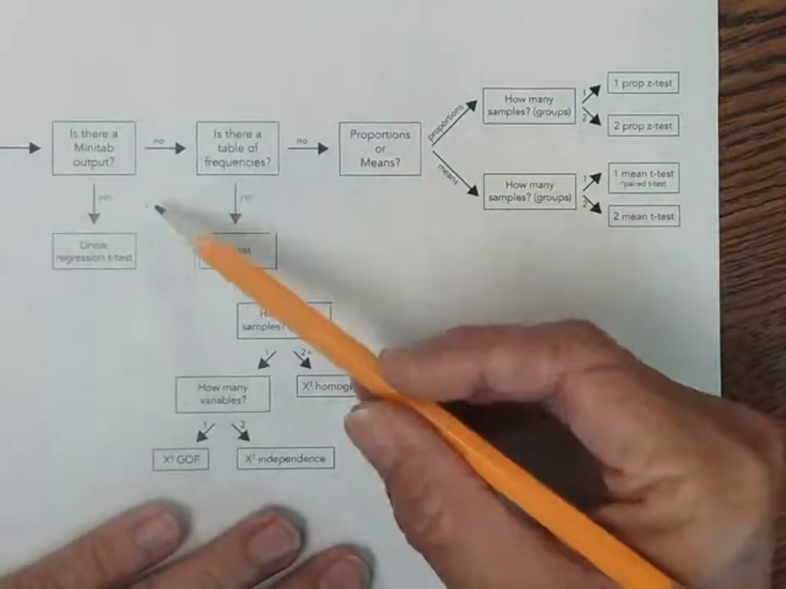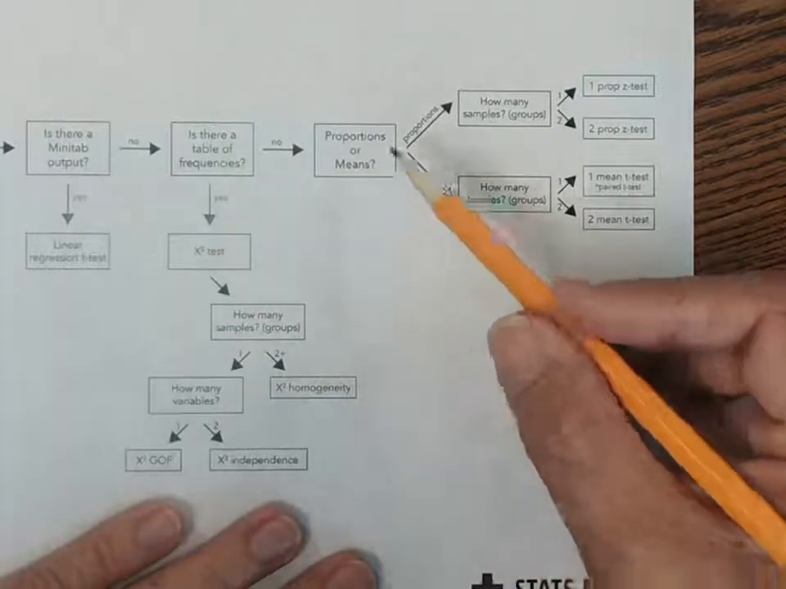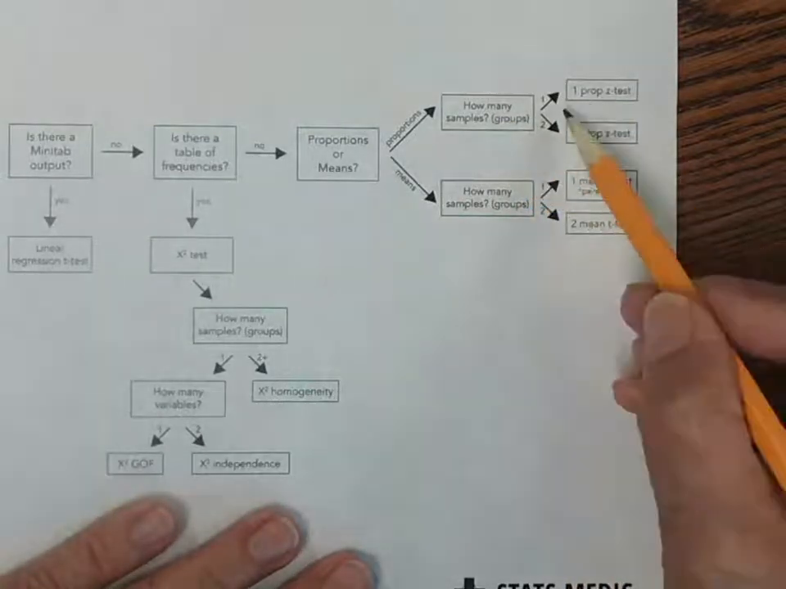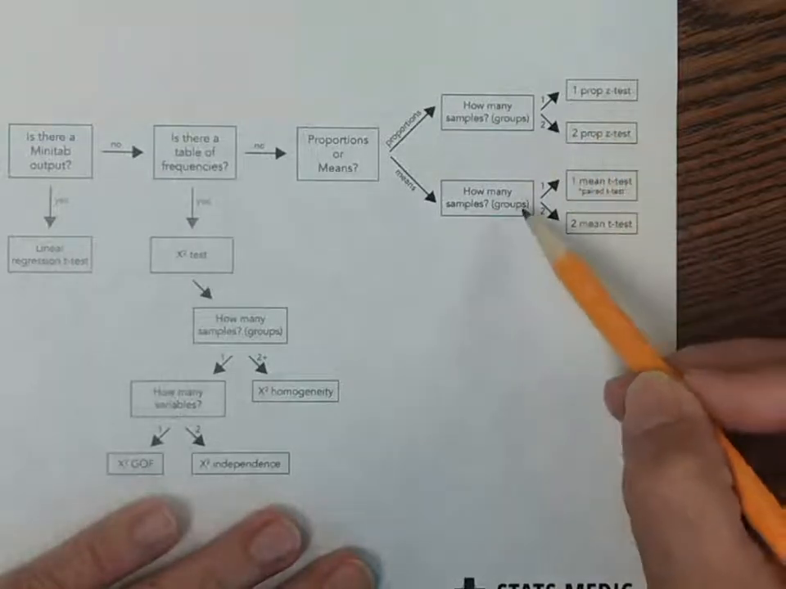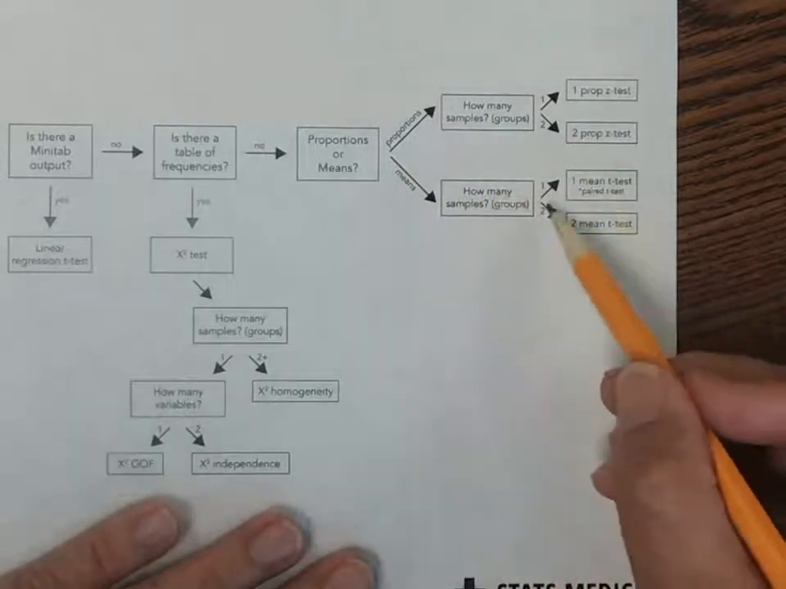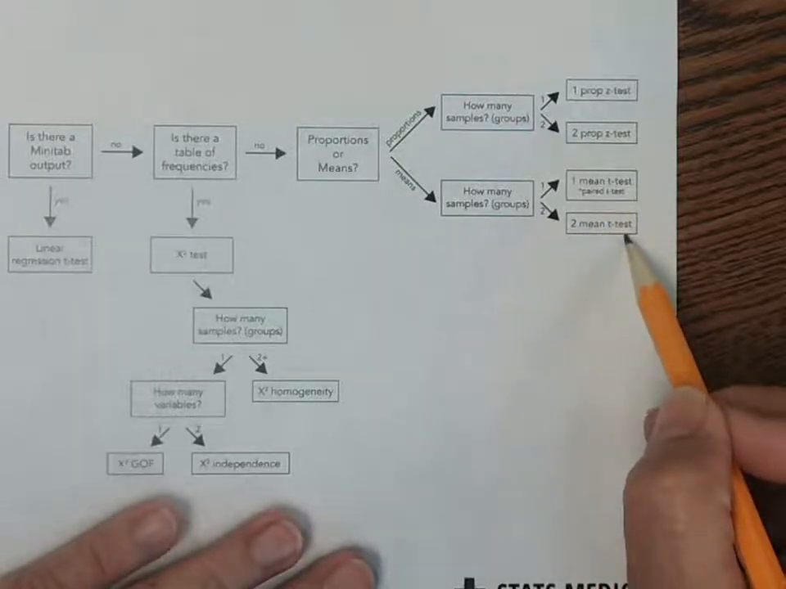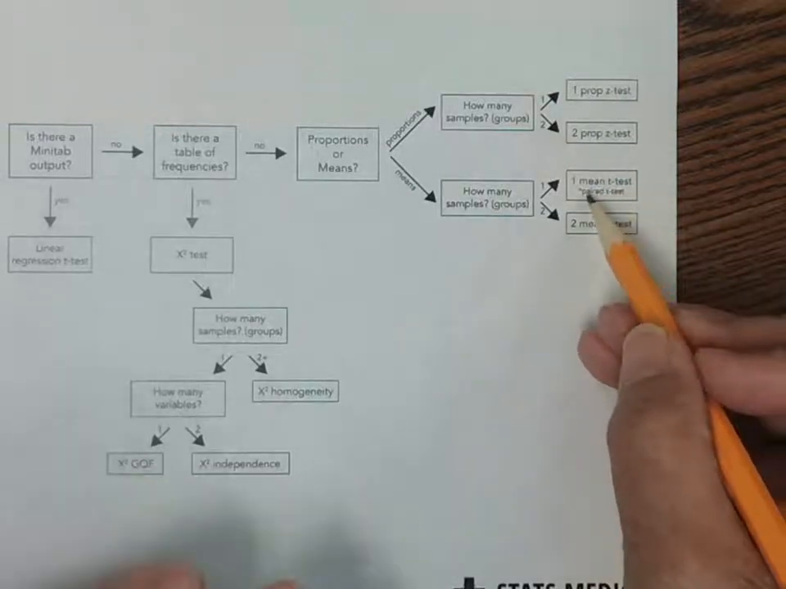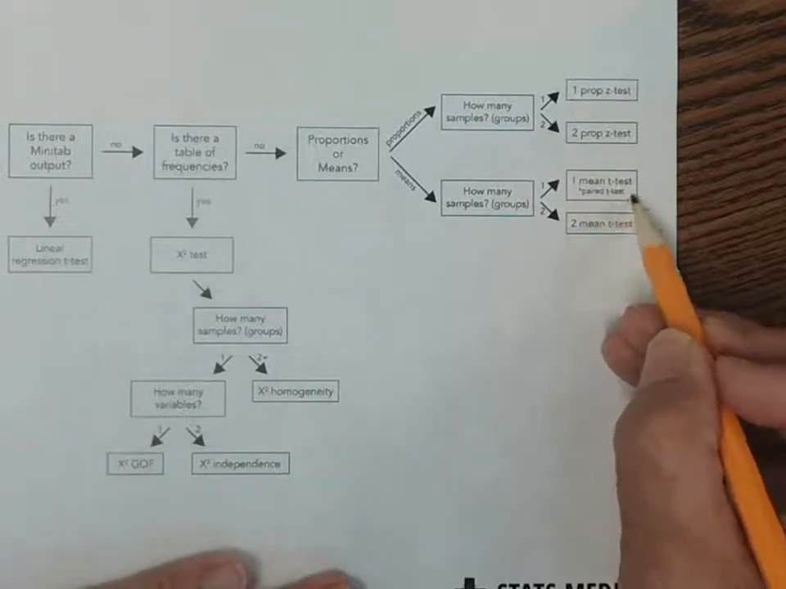If none of those are true, so you don't have a Minitab output and you don't have a table, then we've got to decide, are we dealing with proportions or means? If we're dealing with proportions, how many samples, 1 or 2? If it's 1, we're doing a 1 proportion z-test. If it's 2, a 2 proportion z-test. If we are dealing with means, and there's 1, then we're doing a 1 mean t-test. If there's 2, it's a 2 mean t-test. Thing to keep in mind is if it looks like there's 2 sets of data, but each data point is paired with another, then you are doing a 1 mean t-test for paired data.